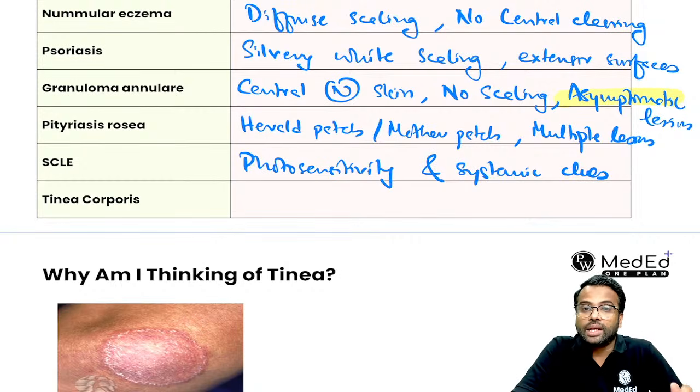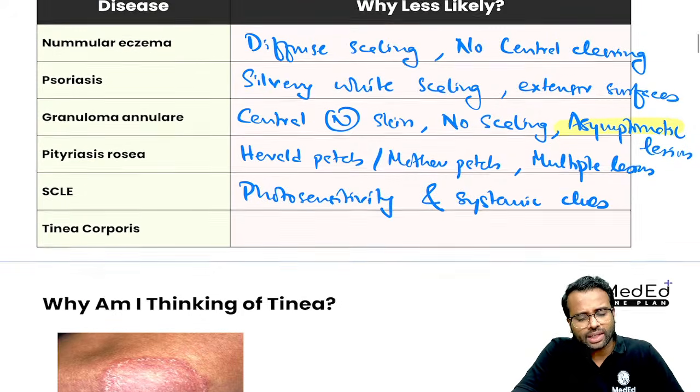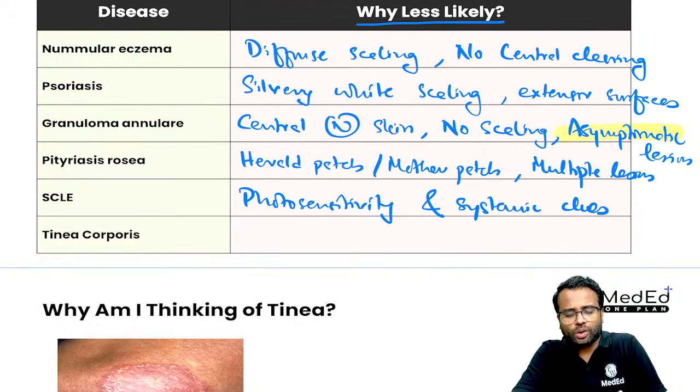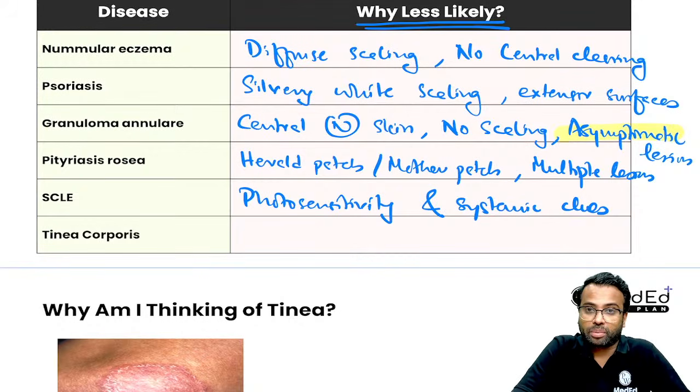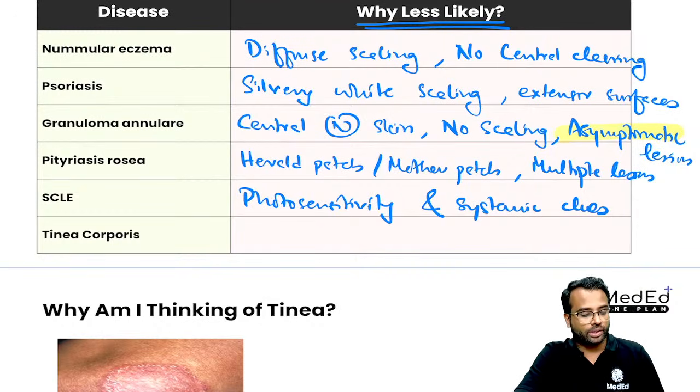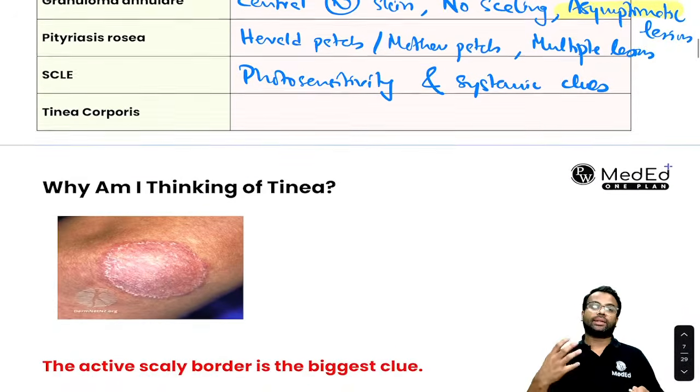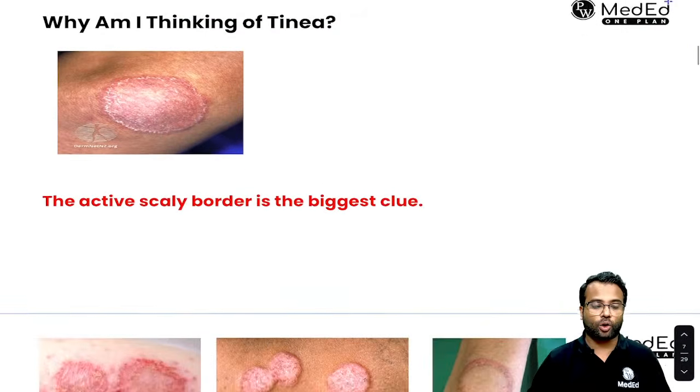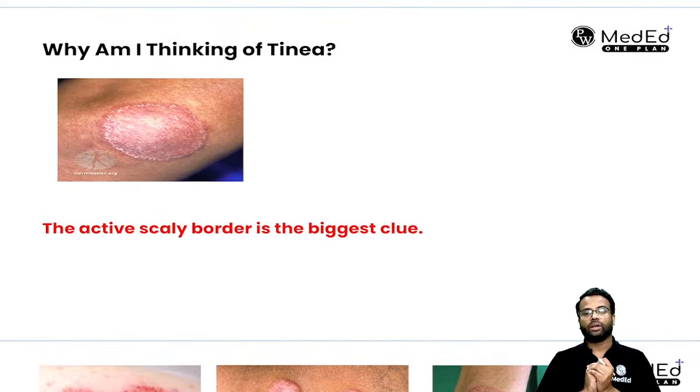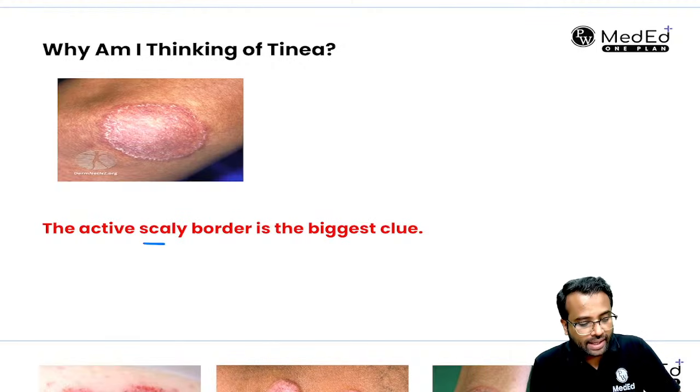And the last one, Tinea corporis. We will just add Tinea corporis here, but we will not mention why it is less likely, I am saying that now. But here the most likely diagnosis is going to be Tinea corporis, right? So why do I say that I am suspecting Tinea corporis in this patient? First thing is the scaly border.